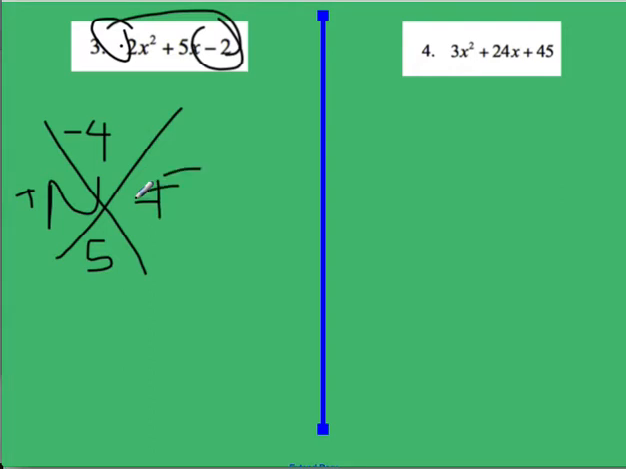Now taking a look at number 4, if you recall, your first step was to take out a greatest common factor. If you look at 3, 24, and 45, all of those are divisible by 3. So I'm going to divide each of those by 3. So I get x squared plus 8x plus 15. All I did was take each of those terms and divide it by 3.